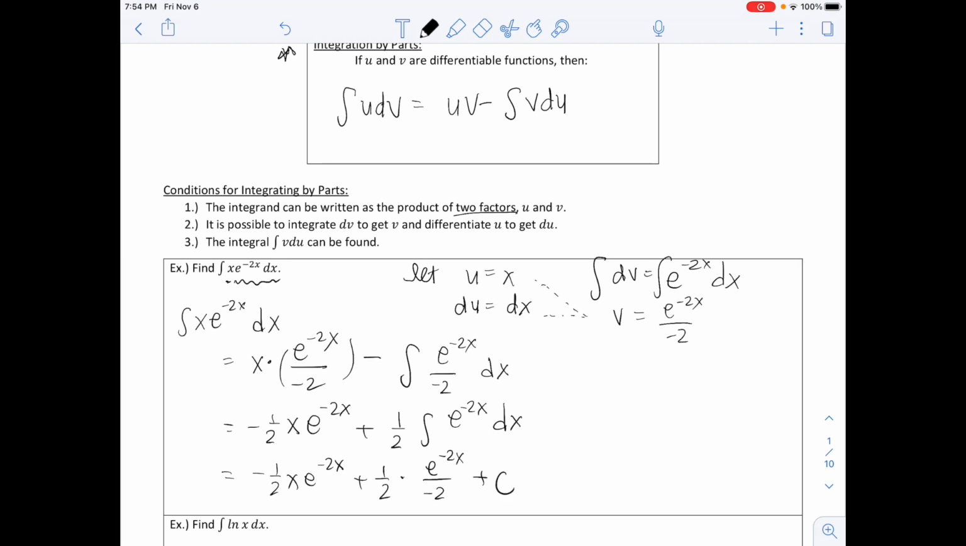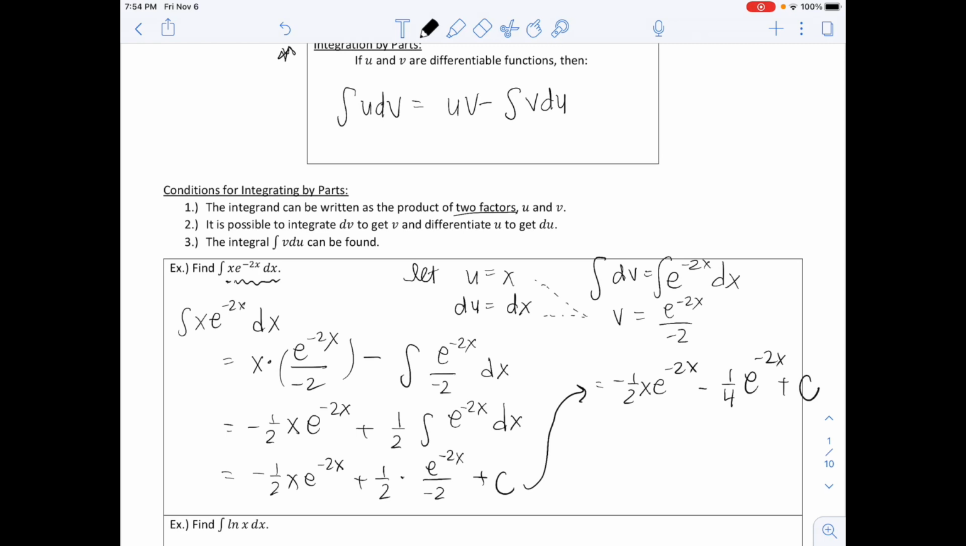I am now going to put my plus c. From here, I can clean this up a little bit, and we arrive at negative 1/2 x e to the negative 2x, and then minus 1/4 e to the negative 2x plus c.